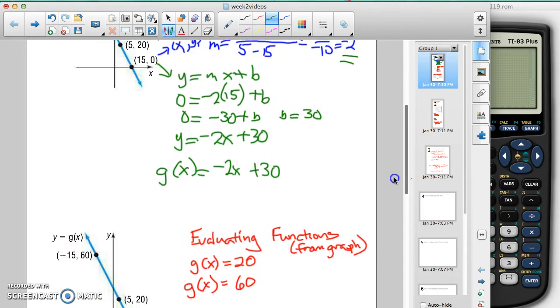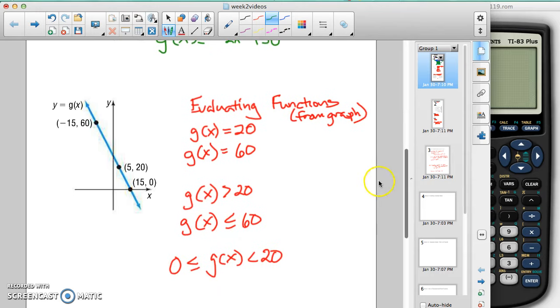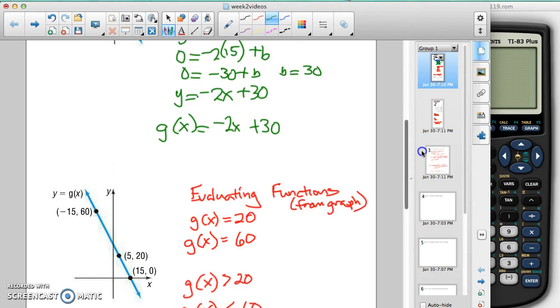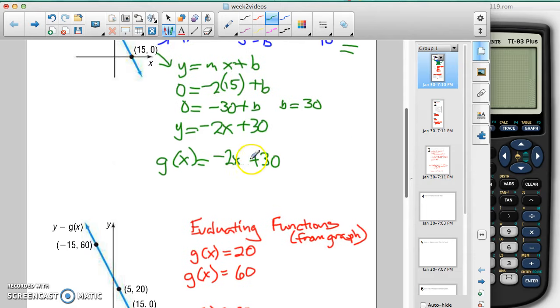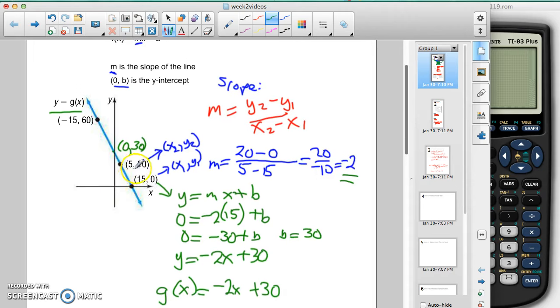All right, the second thing we're going to go over here in this section is evaluating functions from a graph. And evaluating functions from the equation, we would just put the numbers in. So once we have these numbers, we can actually figure out the values, right? If we put 5 in for this, we should get 20. If we put in negative 15 in for x, we should get 60. And so on and so forth.